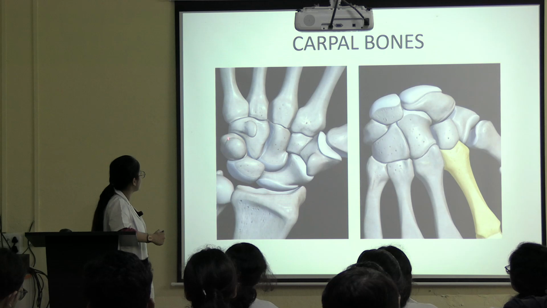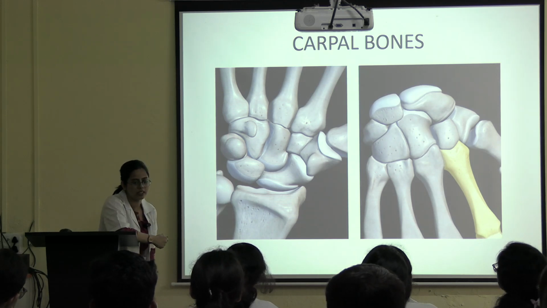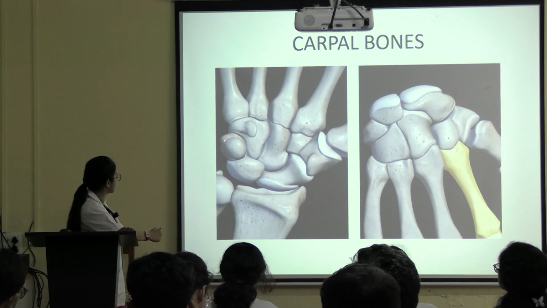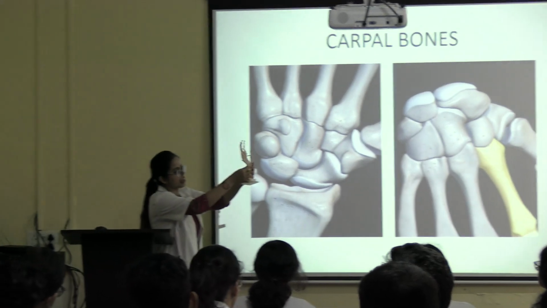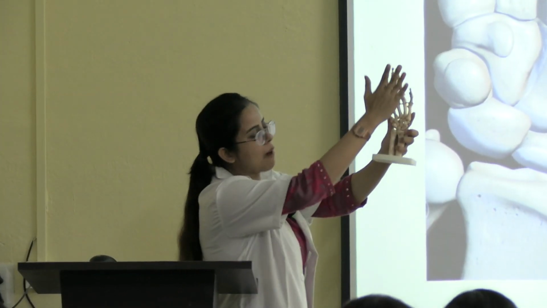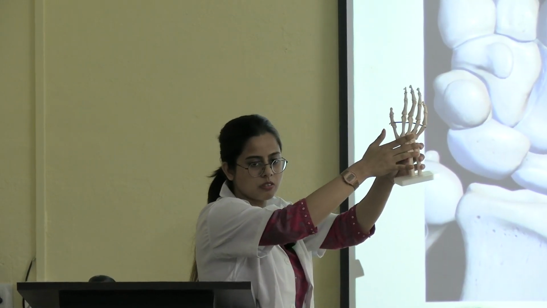Now triquetrum. Triquetrum is roughly cuboidal in shape. So laterally, this is the triquetrum. See, this is the triquetrum, this bone. This is the pisiform. This is the palmar surface, and this is the dorsal surface.